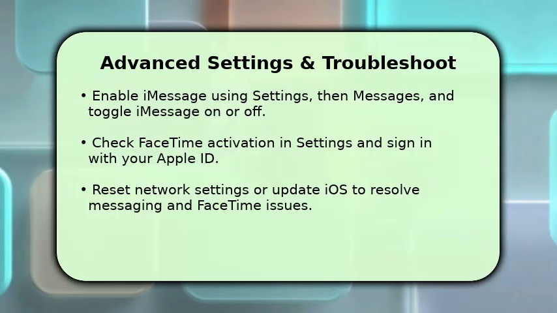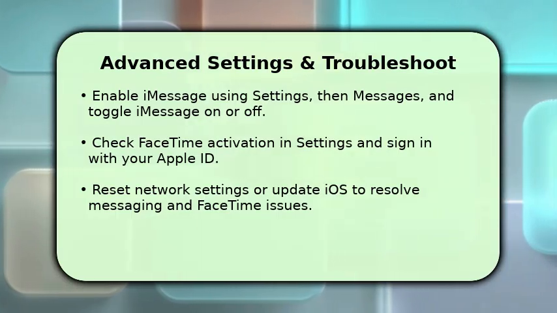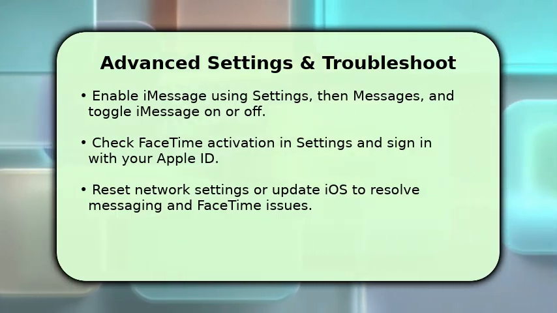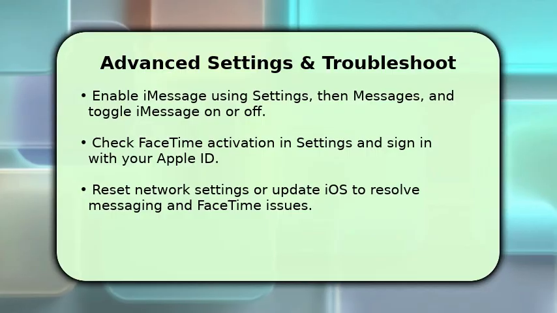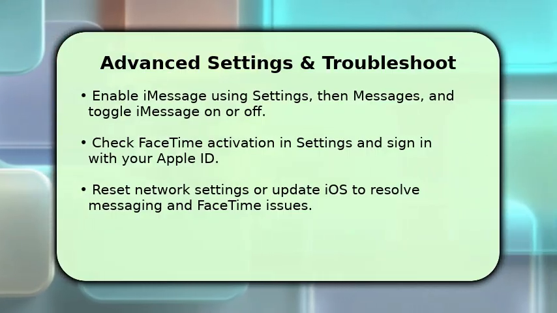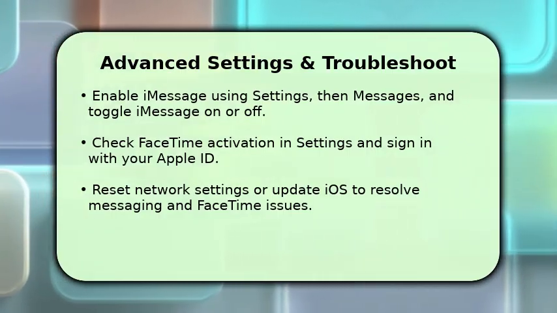Set Send Read Receipts on or off to control whether others see when you read messages. If delivery fails, toggle airplane mode, then reconnect to Wi-Fi or cellular data to retry sending.